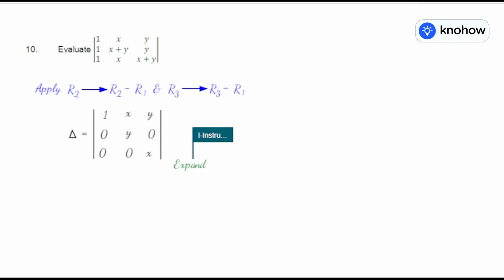It has become a very simple determinant now, so we can simply expand along, say, column 1, because there are 2 zeros already there. So you will get the value of determinant 1 times (xy minus 0), and no doubt other two values are 0. So the final value of the determinant is xy.